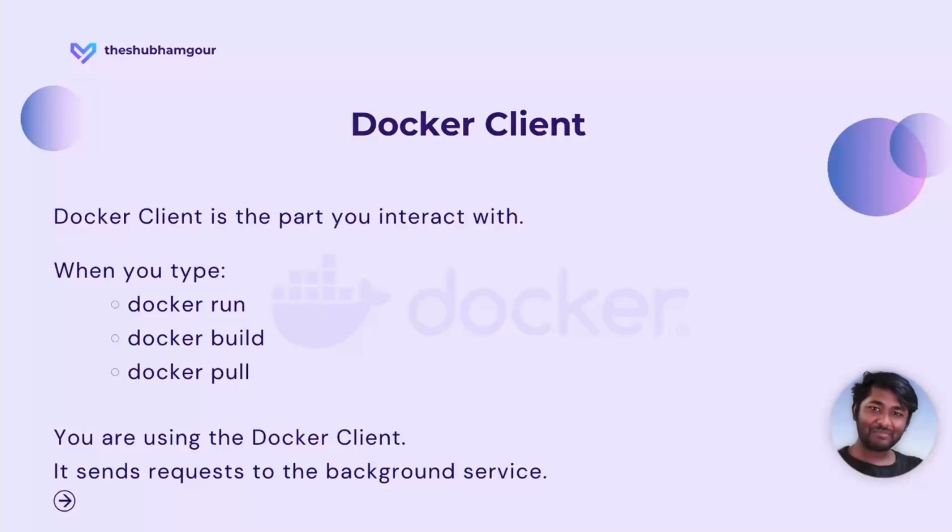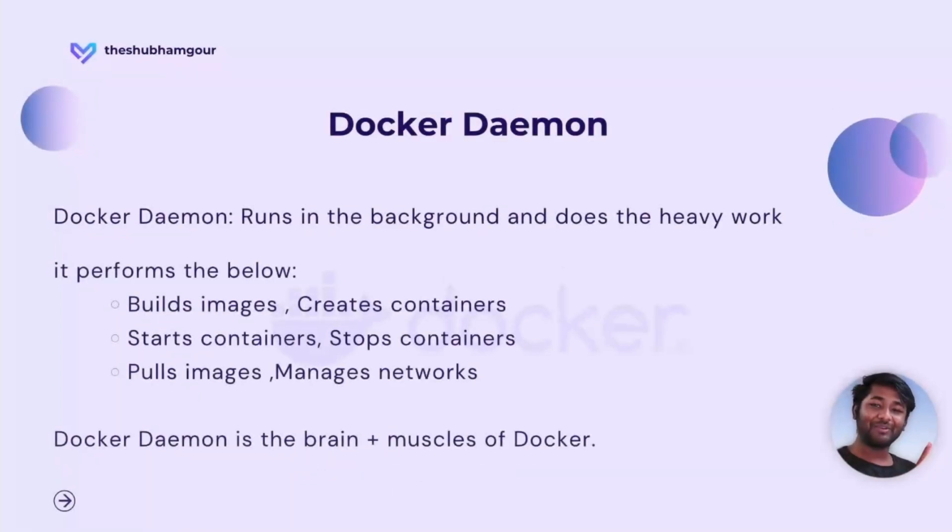What is the background service? Here we are going to talk about the second component, and that component is Docker daemon. A daemon is something that runs in the background, right? The Docker process that runs in the background and does the heavy work. So it's the brain that is actually doing the work. It performs the following operations: it builds the image, creates the container, starts the container, stops the container, pushes the images, and many more. So Docker daemon is the brain and muscle of Docker.